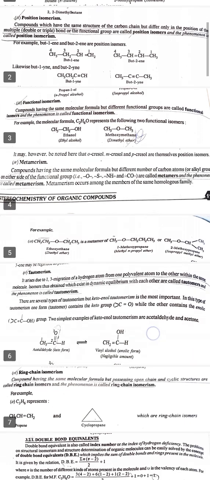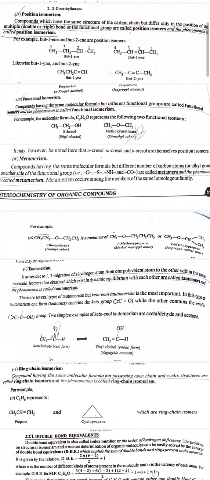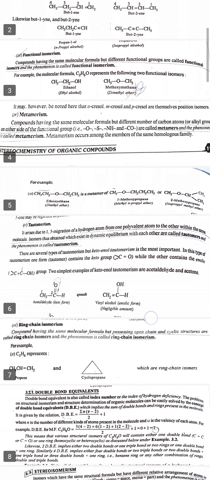Functional isomerism. Compounds having the same molecular formula but different functional groups are called functional isomers, and the phenomenon is called functional isomerism. For example, the molecular formula C2H6O represents the following two functional isomers: ethanol and methoxymethane. It may however be noted that ortho-cresol, meta-cresol and para-cresol are themselves positional isomers.